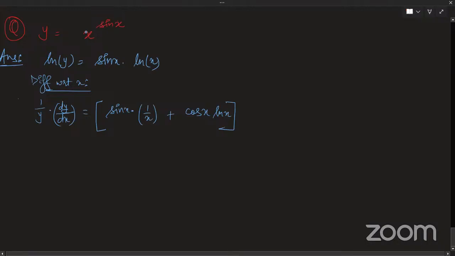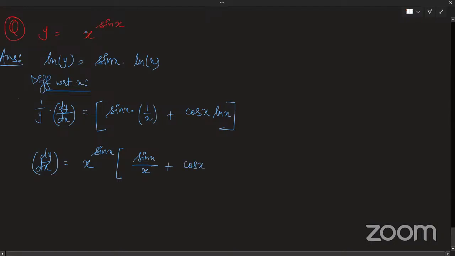Okay. So what will be my value of dy by dx? y into this whole thing. So I'll just write it directly: y into, sin x by x plus cos x into ln of x. Great. So I'll just write it like this only.